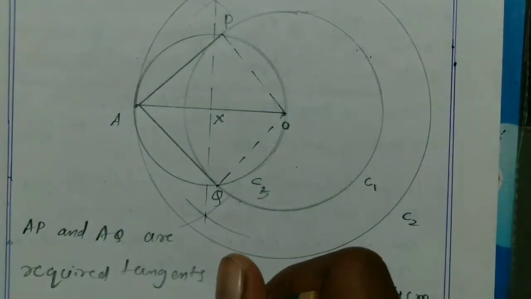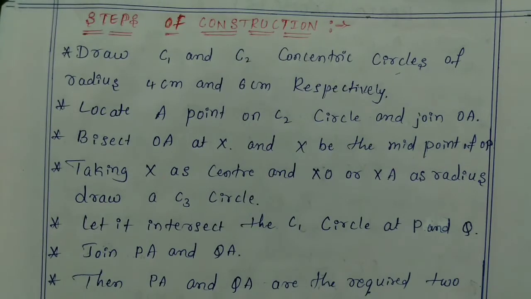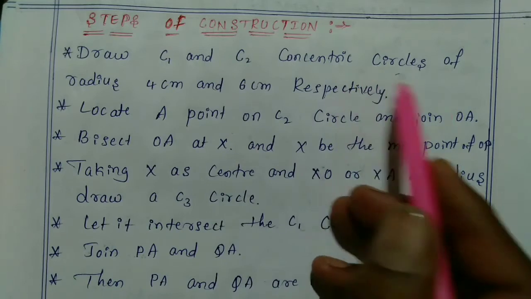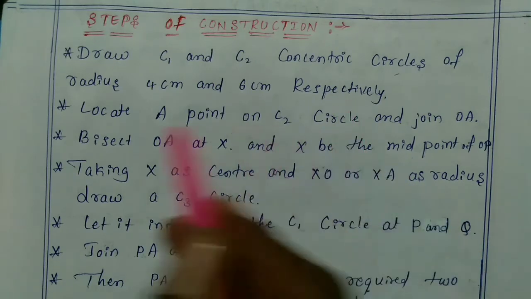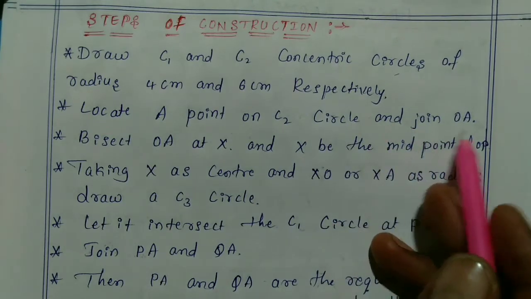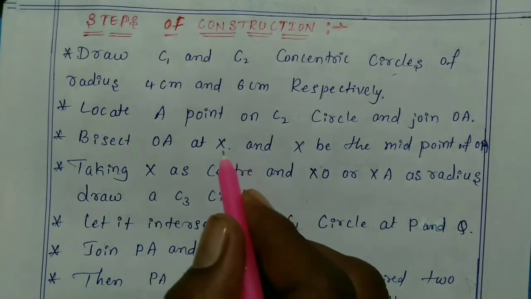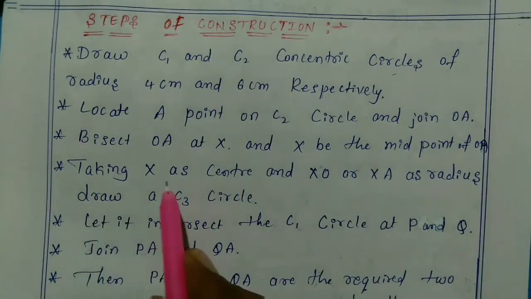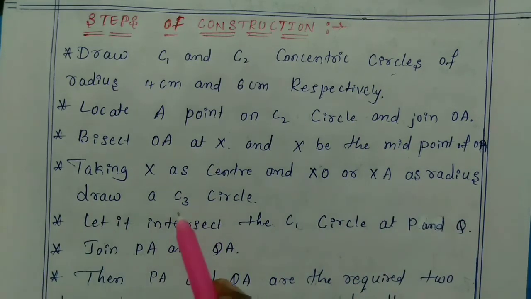Next I will go to the steps of construction. First, you can write the steps of construction: draw C1 and C2 concentric circles of radius 4 and 6 centimeter respectively. After that, locate a point A on the C2 circle and join OA. Bisect OA at X, and X is the midpoint of OA. Next, taking X as center and XO or XA as radius, you can draw the C3 circle.